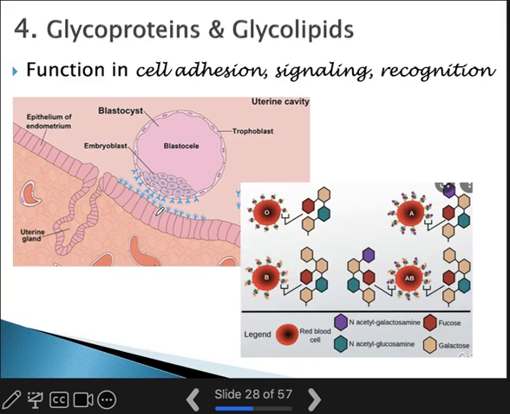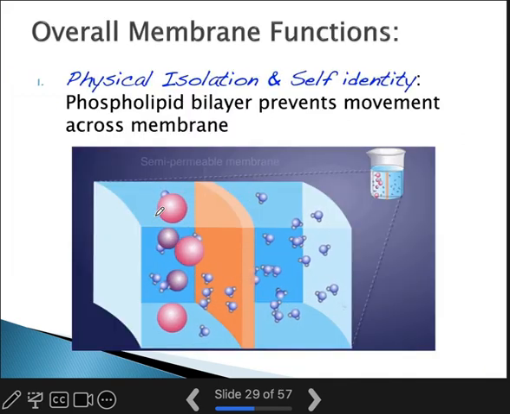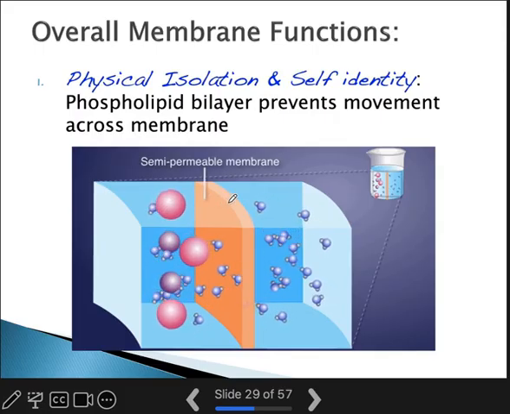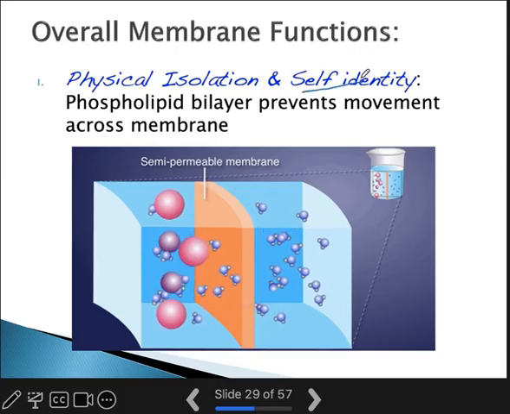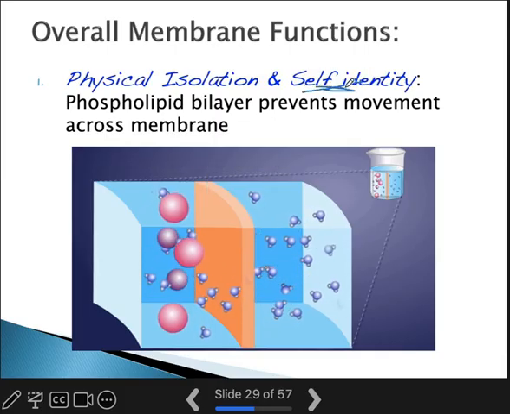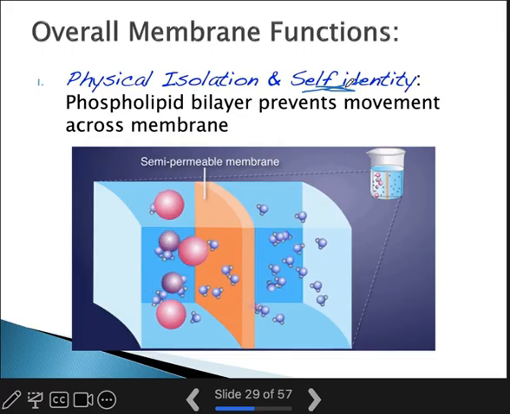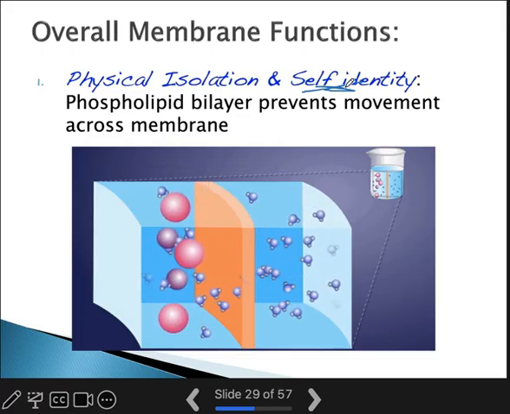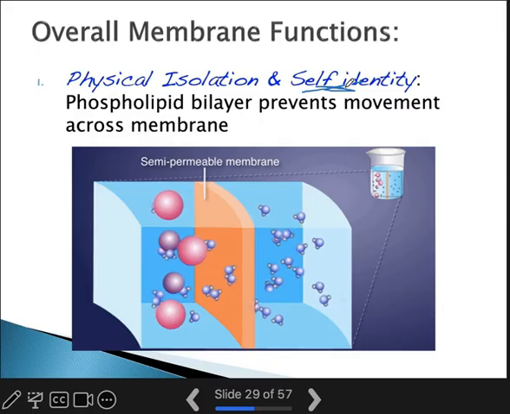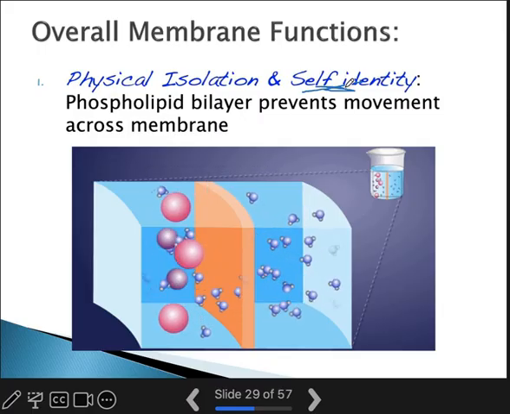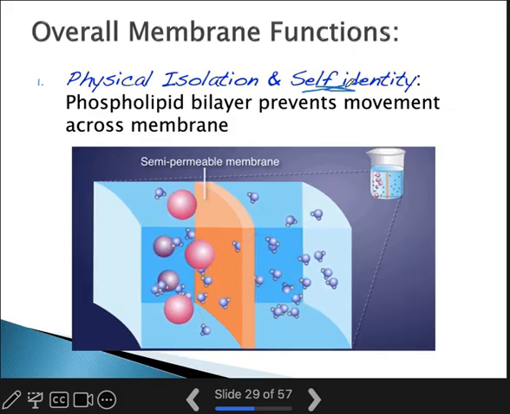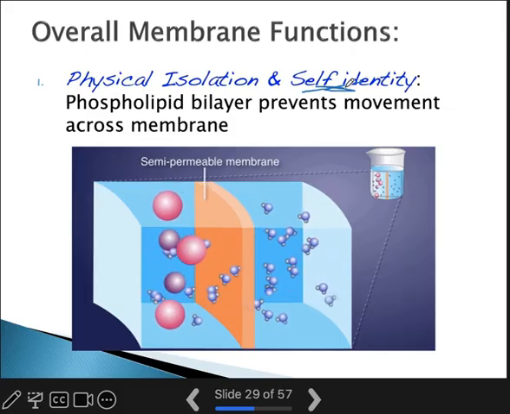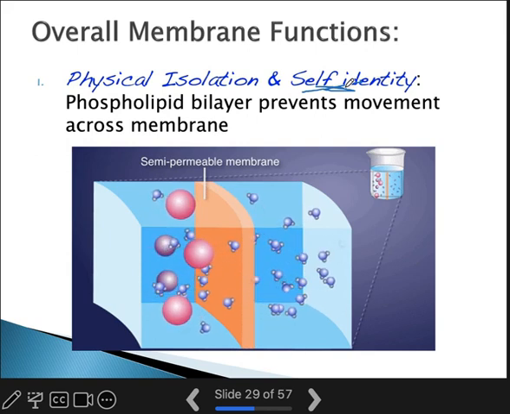All right, so with our basic structure of the membrane, we're now going to look at some of the overall functioning, right? So remember, the membrane is really important in allowing cells to have a self-identity. That's because when we think about what the membrane does, it allows cells to define their internal environment different than their external. It provides them the ability to physically isolate their internal environment.